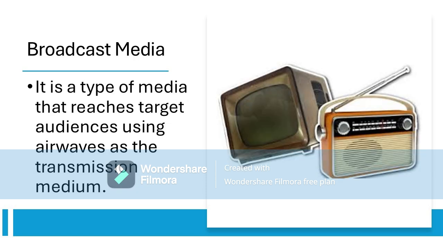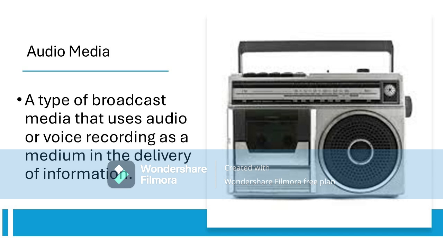Moving on to the next type of media is the broadcast media. It is a type of media that reaches target audience using airwaves as a transmission medium. Examples of broadcast media are radio and television. Under the broadcast media, we have the audio media. It is a type of broadcast media that uses audio or voice recording as a medium in the delivery of information. These are devices that appeal to the auditory senses. An example is the radio broadcast.